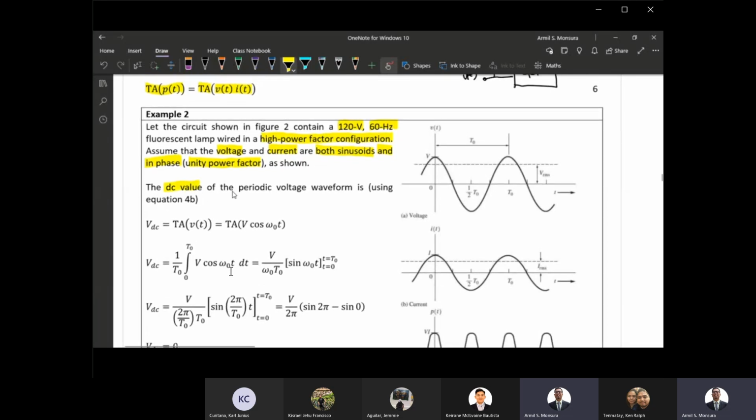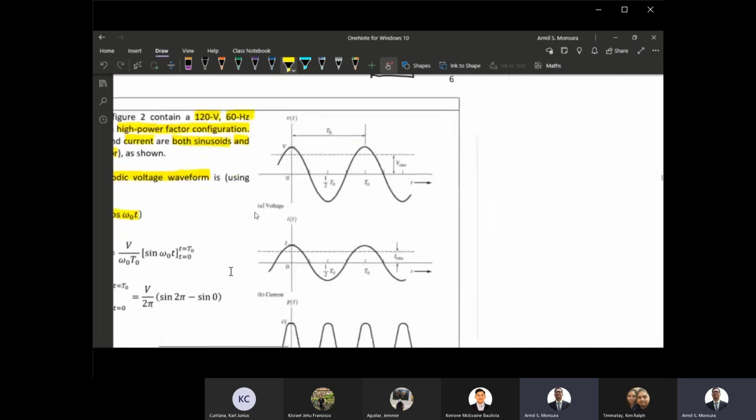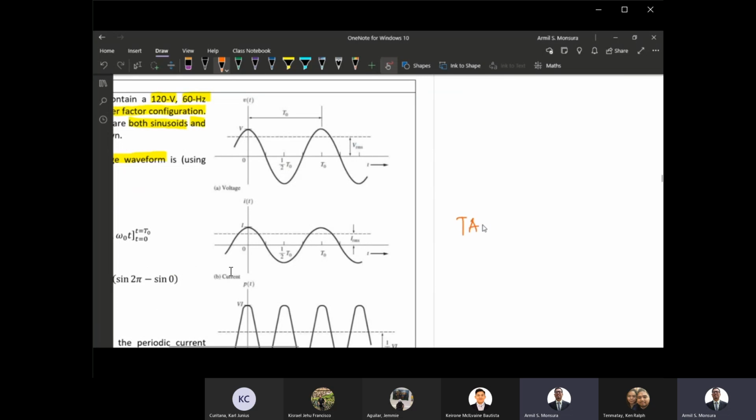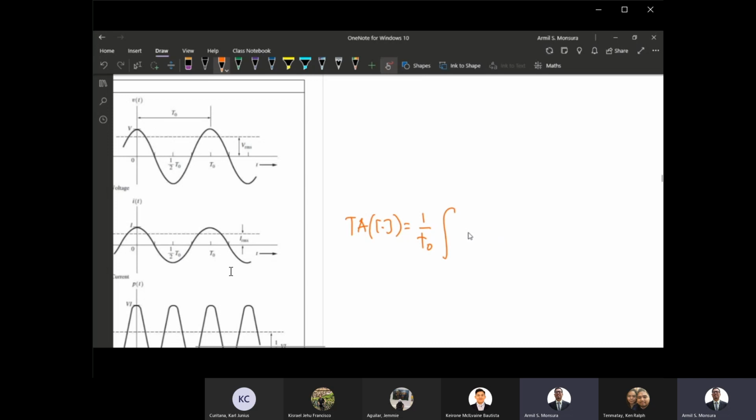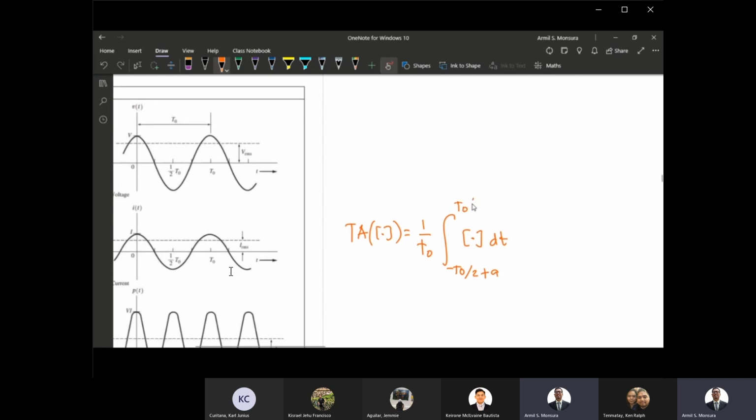Let's first compute the DC value of the periodic voltage waveform. So the DC value of the voltage waveform is the time average of the voltage waveform. So that simply is, again, since ang ating operand is periodic, we will use the form of the time average operator as in 3. We'll use this form. That is 1 over T0 times the integral of the operand times dt from negative T0 over 2 plus A, and positive T0 over 2 plus A.